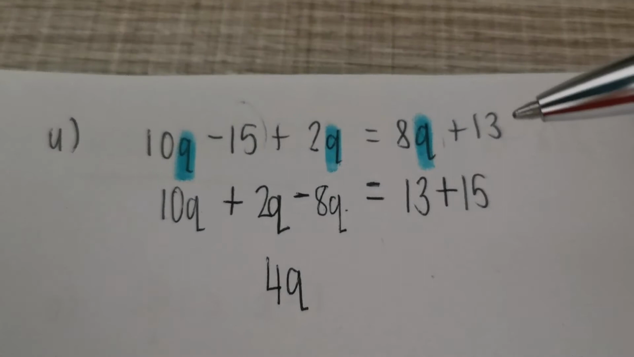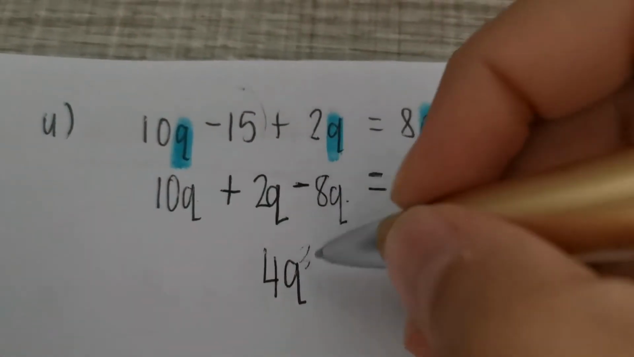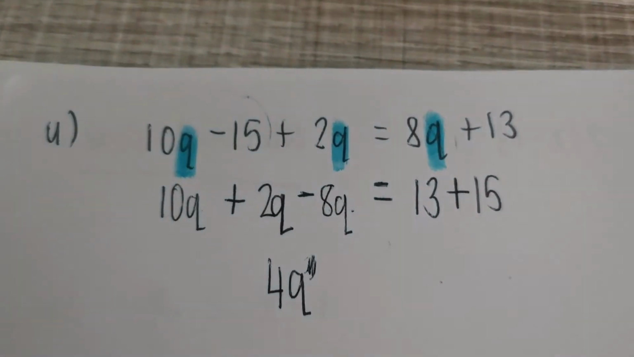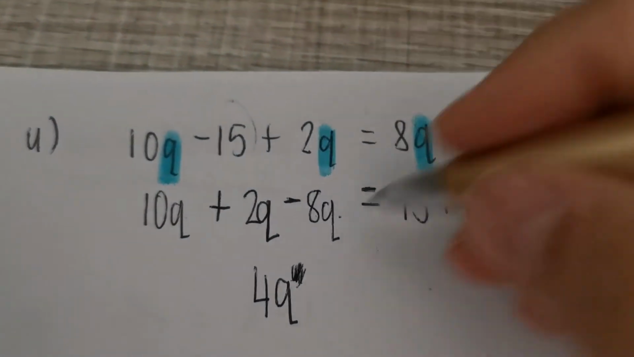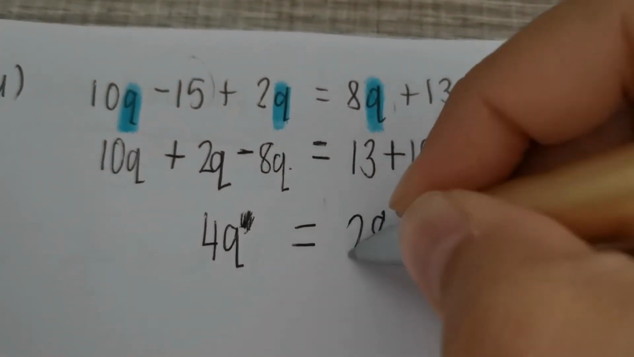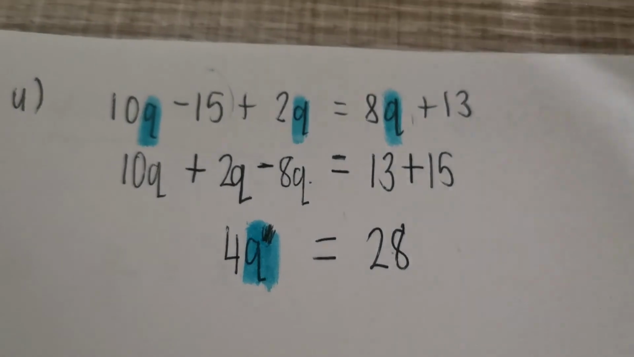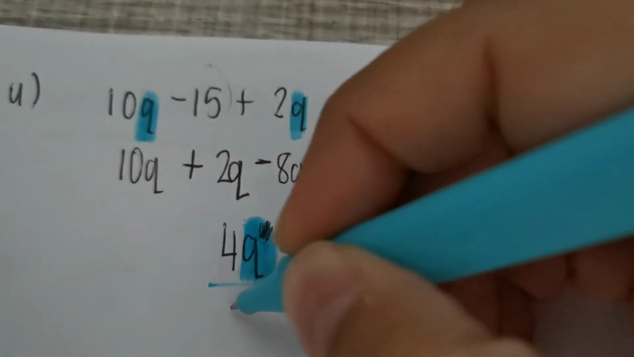Okay, 10 plus 2 is 12. 12 minus 8 is 4. Why can I add and subtract the numbers in front? Because I got q, q, q. They are like terms. Okay, did you see I never put it to the power of 3? Be very careful. Ooh, let's scribble that out. Alright, nothing there. That was a mistake.